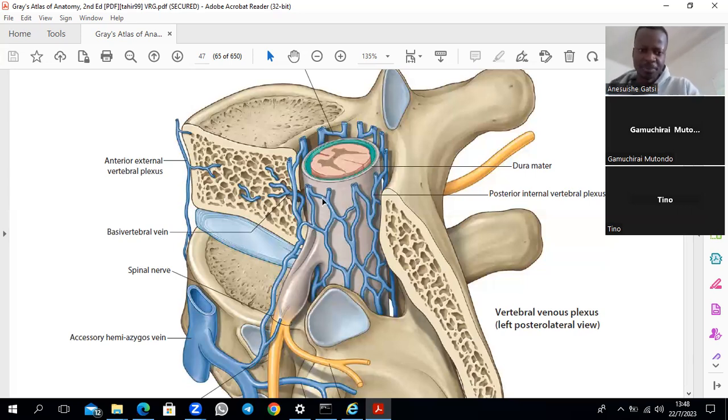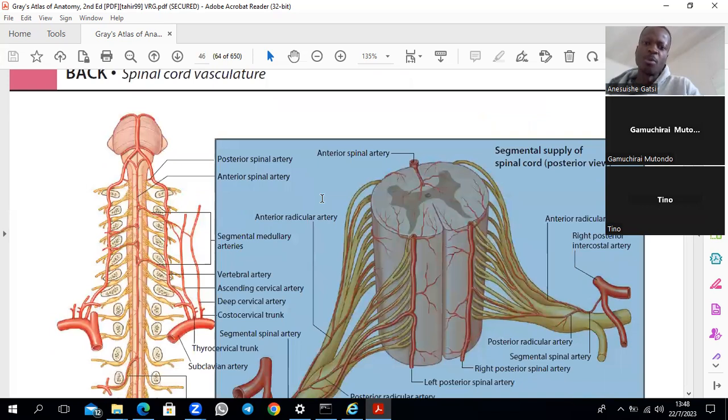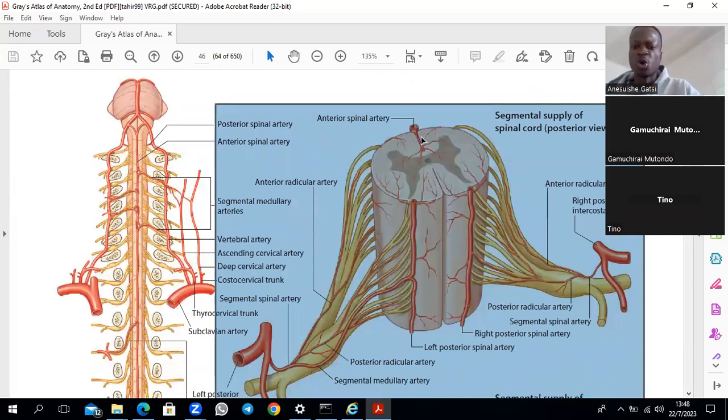Then when you eventually do neuroanatomy, they'll tell you that these spinal arteries have regions where they are narrowed. The anterior spinal artery has a region where it's narrowed. The posterior spinal artery has a region where it's narrowed as well. So when you get ischemia, or reduction in blood flow, those regions will be the first to be affected. Right?